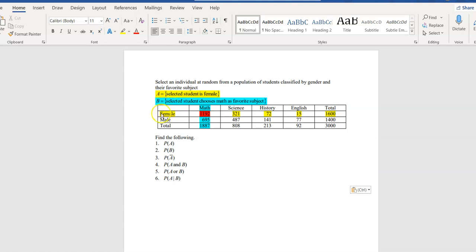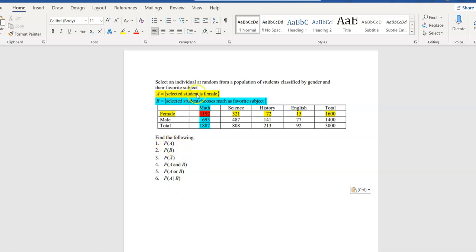Now you'll notice that I have gone and made all the female going across yellow, and all those who like math as their favorite subject blue going down, and where they overlap, that's red right here. All right, now, so let's find each of these probabilities.